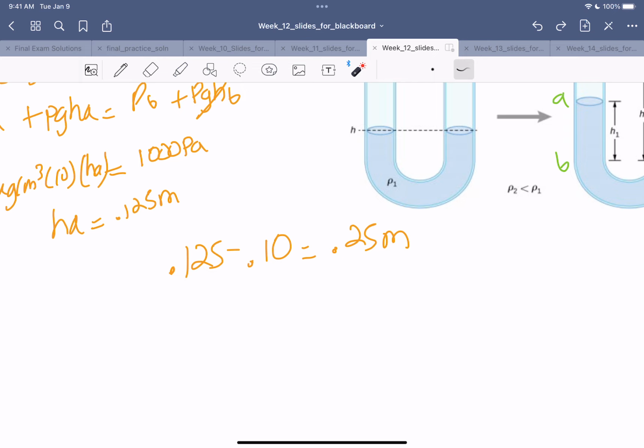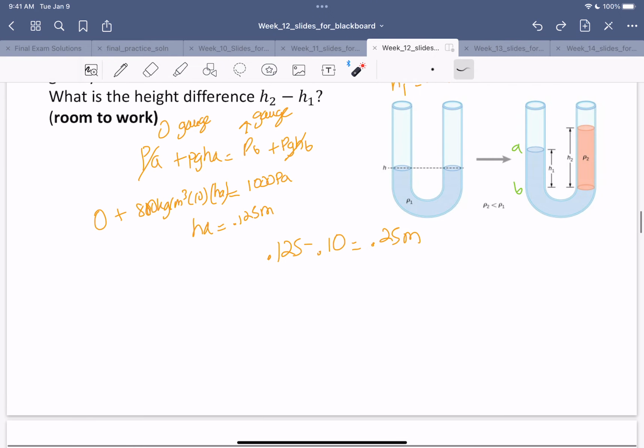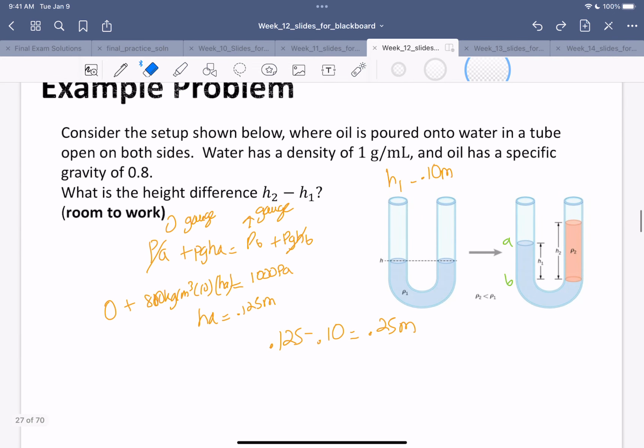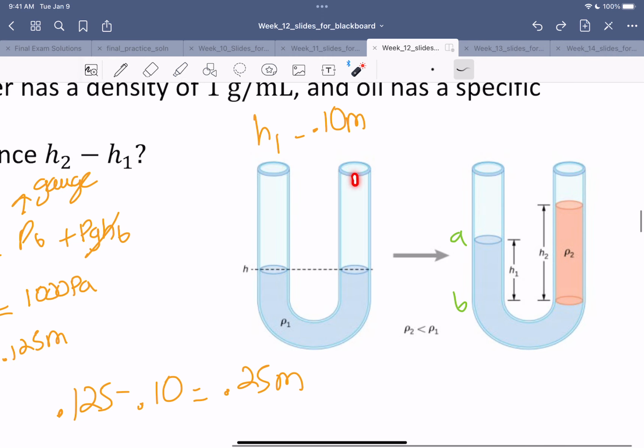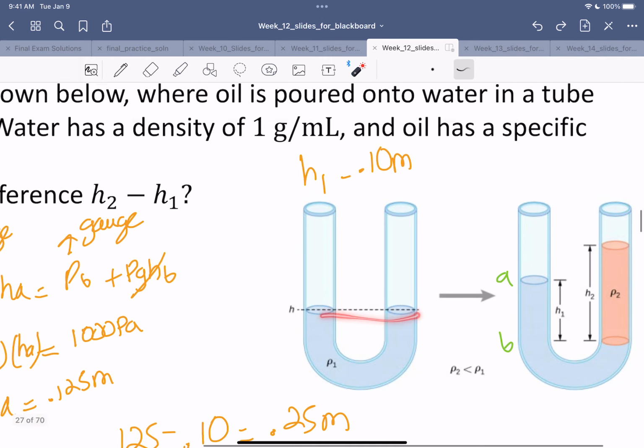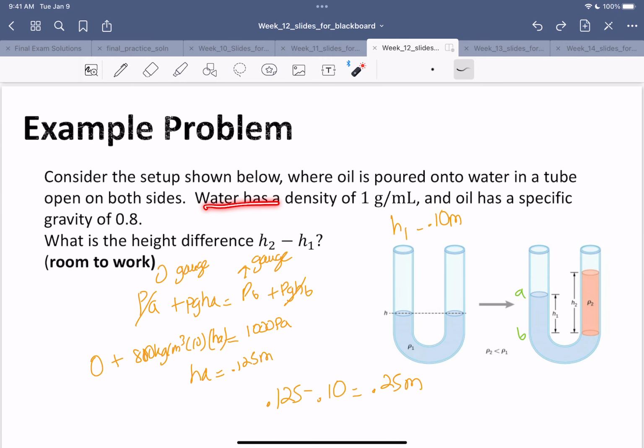Yeah, so let me repeat it properly this time because I know I messed up because the slides were reversed. But once again, they're telling us that they're pouring oil on top of this water column here, right? Telling us that the water has a density of a gram per milliliter, which is the standard density of water, right? And we know from before that the density of water is 1,000 kilograms per meter cubed anyway, right?